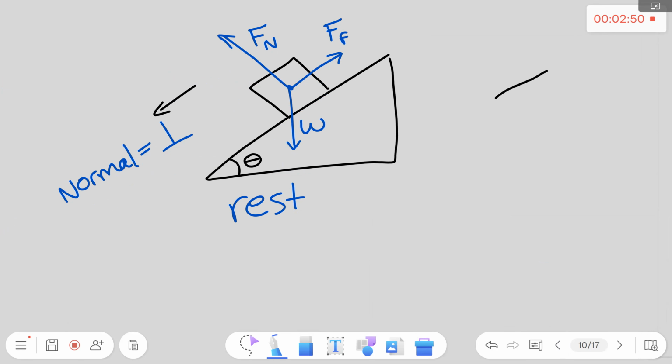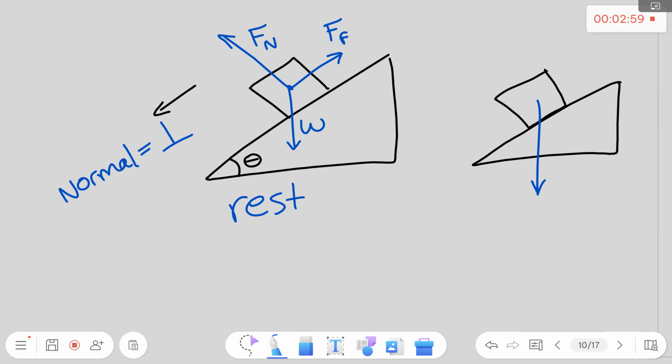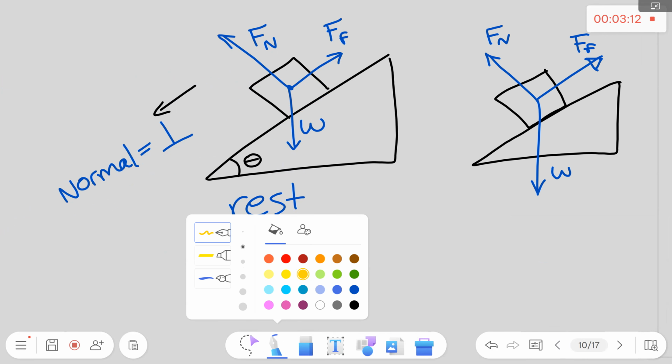So I'm going to take my box, which is at an angle. I'm going to redraw it. So we got weight downwards, force normal, and then we got friction going up. Now I'm ready to break things into my components. The thing we're going to break into its components is actually going to be weight.